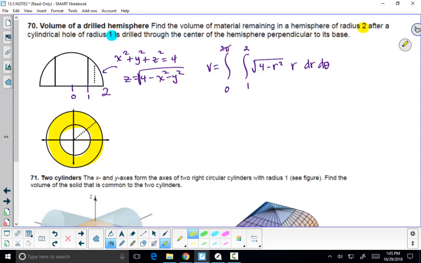Okay, so any question on the setup there? Because that's obviously the most important thing. Do we divide the z by 2 since it's a hemisphere? No, because z equals the positive square root is just the upper hemisphere. So if we wanted to deal with the whole entire thing, we would go from minus square root to plus square root instead of 0 to plus square root.